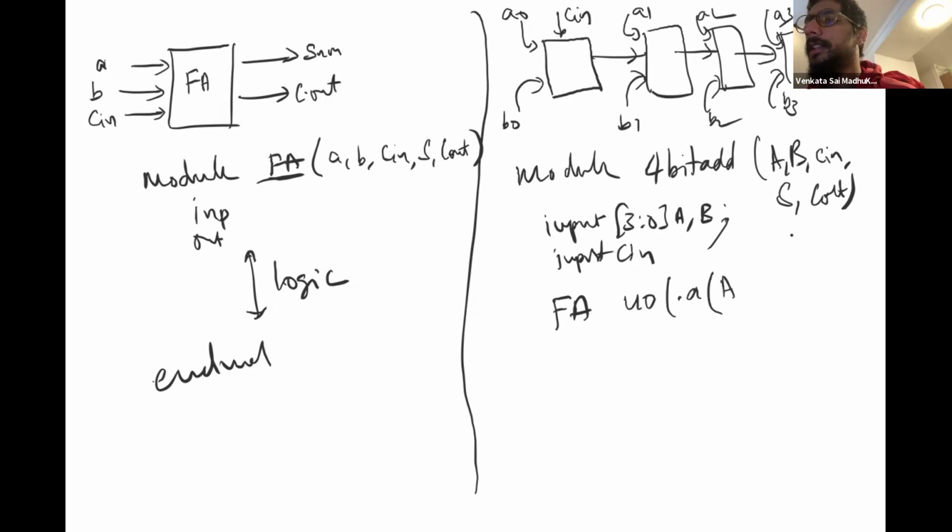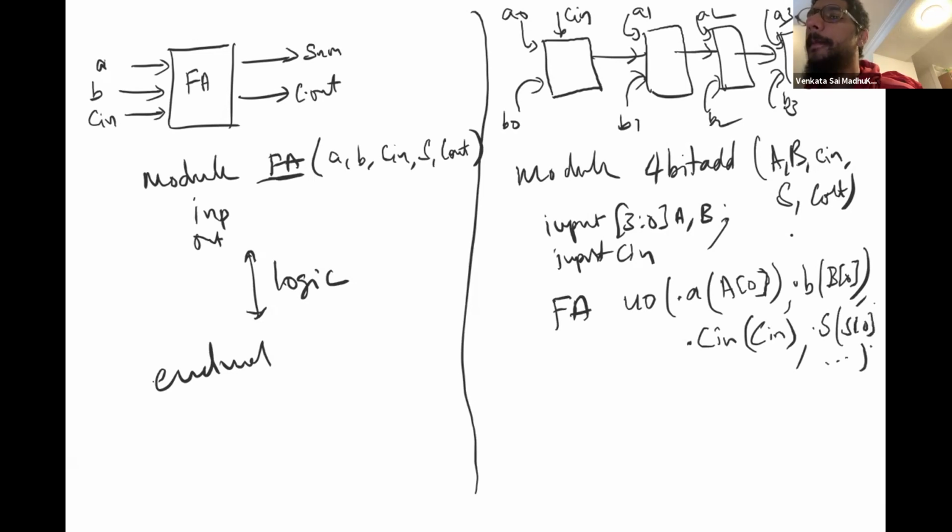For example, it is A0 here, right? Comma dot B, B0, comma dot C in, and this is C in our case, and then dot sum, which is S0, and so on, right? You get the idea. This is our first stage, so this is basically U0 that is written here. And the C out of this, I'll just name it as wire W1. So I'll just do dot C out and wire W1.